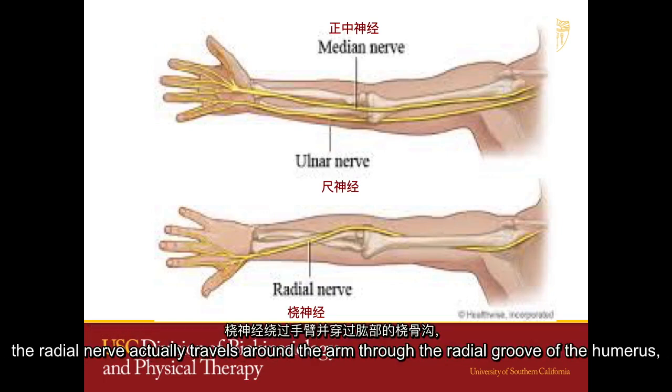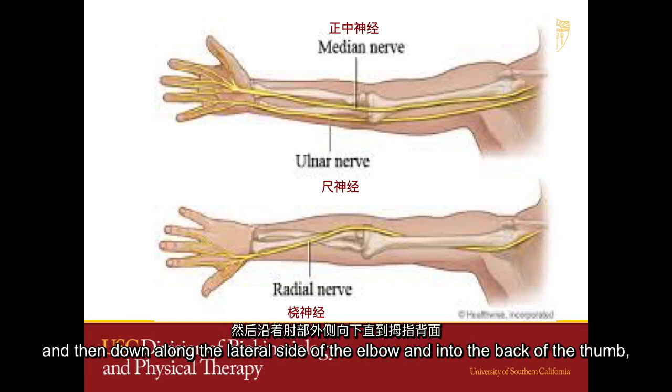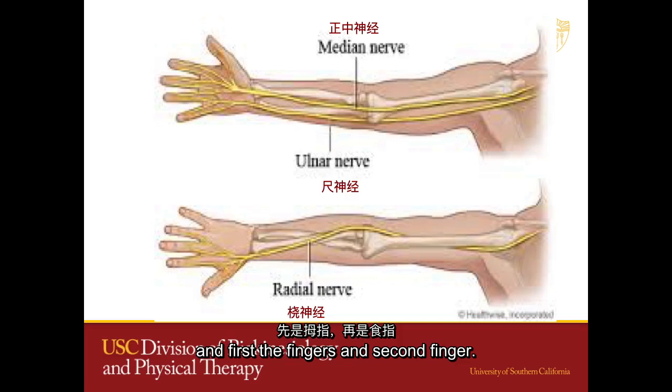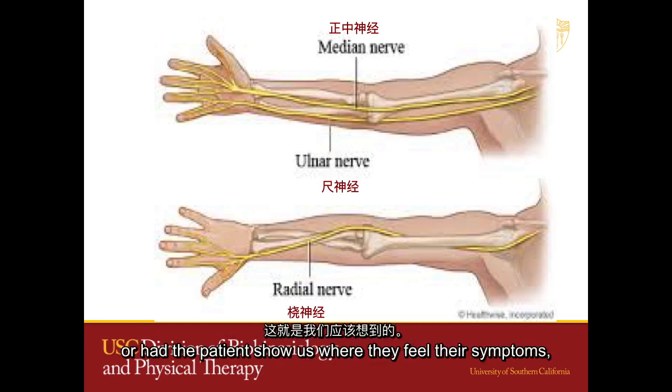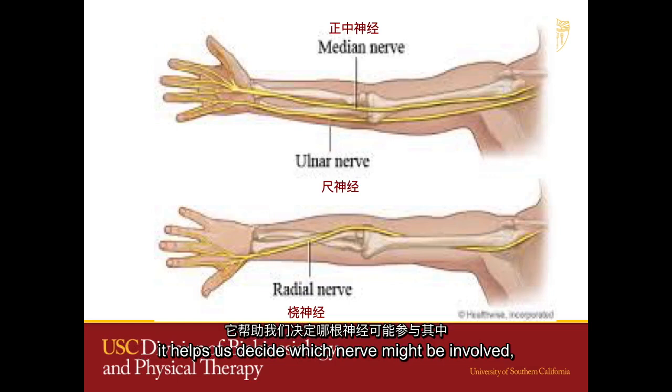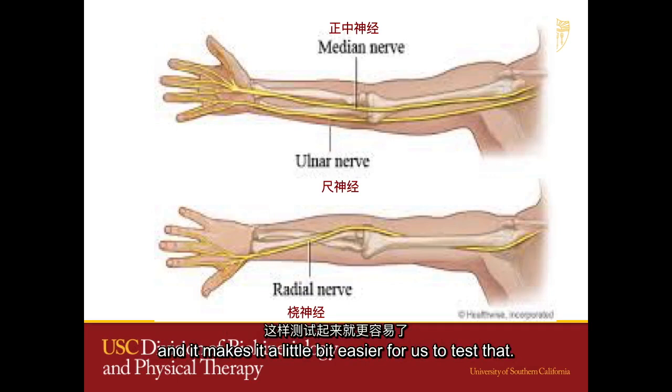And lastly, the radial nerve actually travels around the arm through the radial groove of the humerus and then down along the lateral side of the elbow and into the back of the thumb and first fingers and second finger. So that's where we're thinking if we hear the patient or have the patient show us where they feel their symptoms, it helps us decide which nerve might be involved, and it makes it a little bit easier for us to test that.